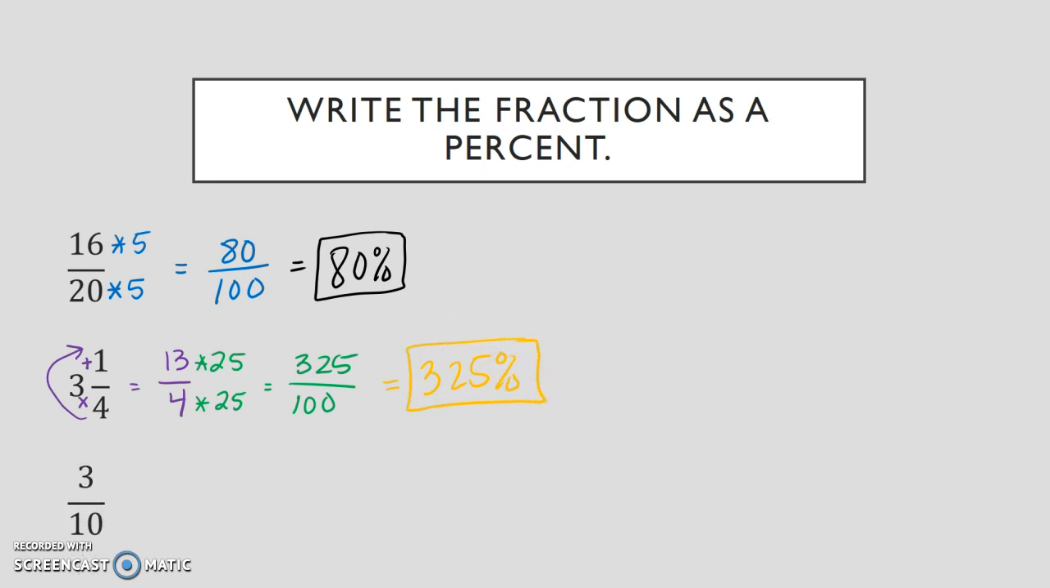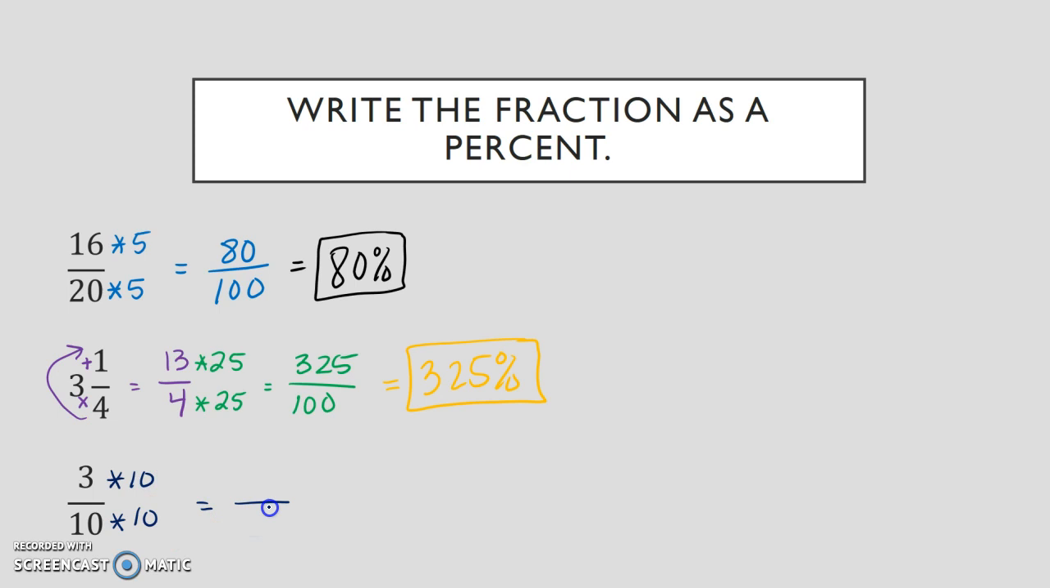Our last problem for this section is 3/10. So we don't have a mixed number. We can just look to see, can we turn our denominator into 100 by multiplying? Yes, we can. We are going to multiply both numerator and denominator by 10.